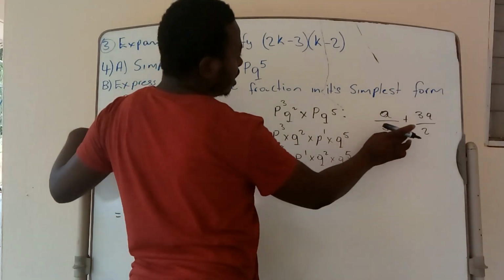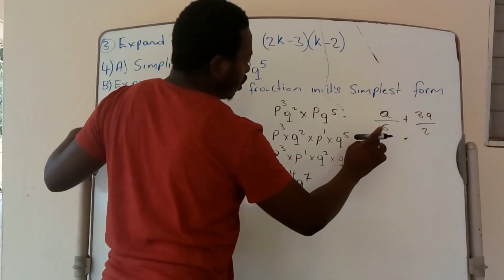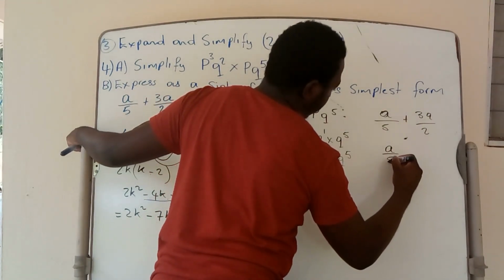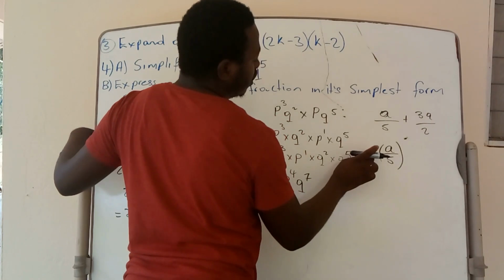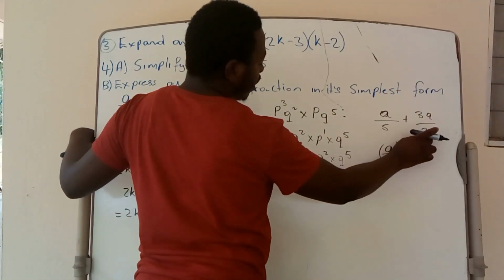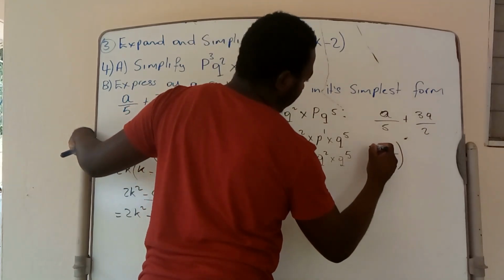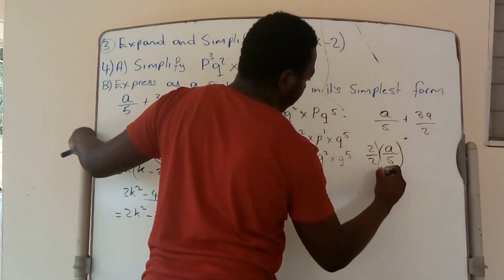Now I want a common denominator here. So I'm going to write back the first fraction, which is a over 5, right? And then I'm going to multiply it by this denominator over here, which is 2. So I'm going to multiply it by 2 over 2, right?